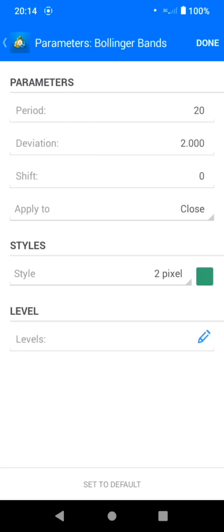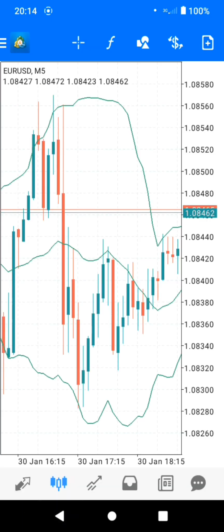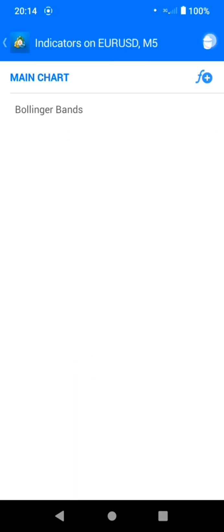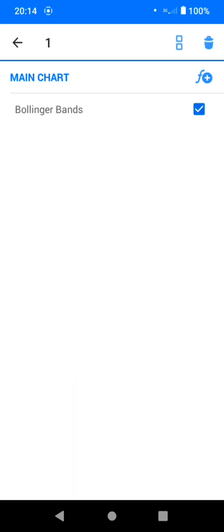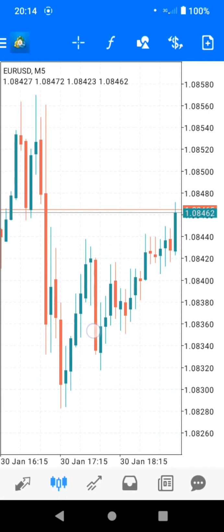Let's say you select this, you can select the color, do the setup, and you press done. Okay, you press done. Now if you go back, this is the Bollinger Band. All right, so if you want to delete it again, you just go there, tap this, press delete. Okay, then you see the indicator is out of our chart now.